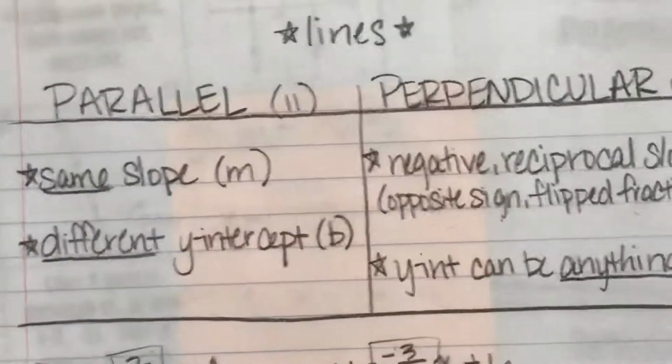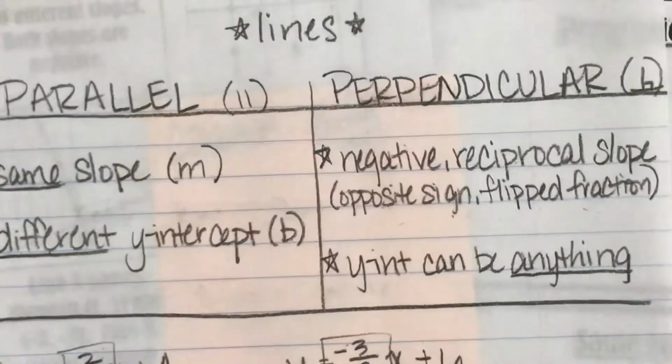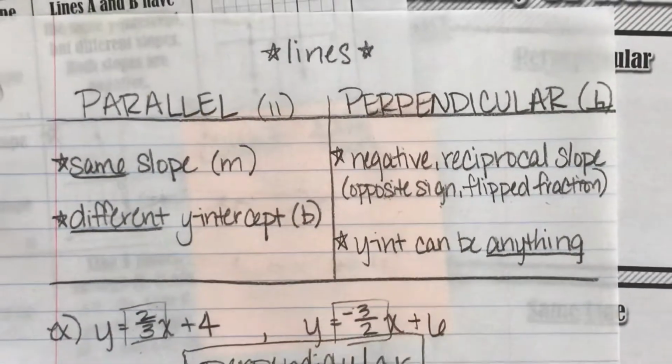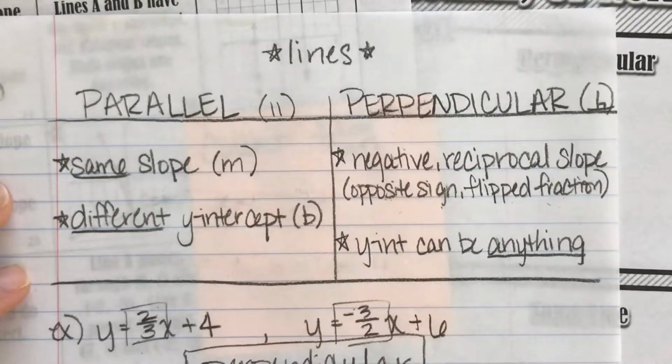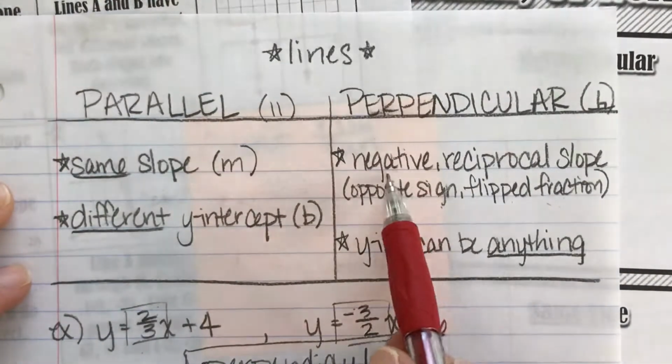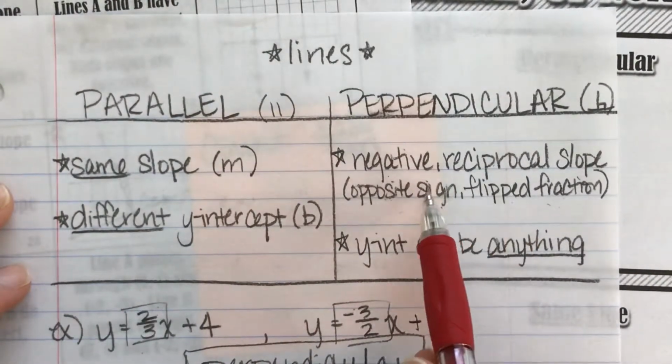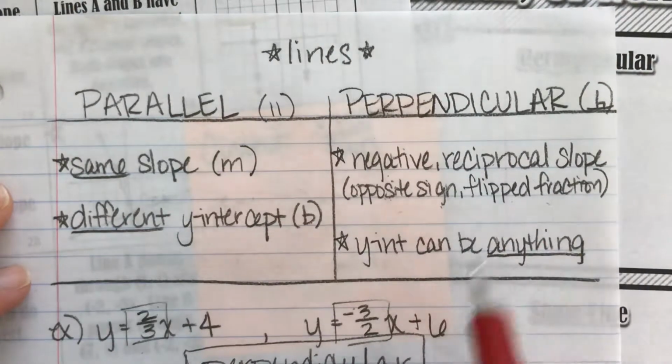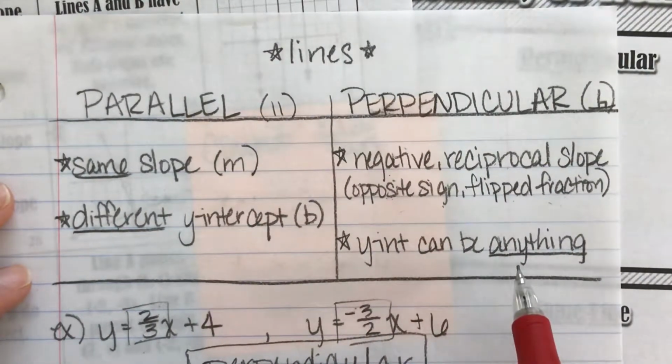Because again, here's our little notes. In order for two lines to be parallel, they have to have the same slope and different y-intercepts. In order to be perpendicular, they have to have negative reciprocal slopes, so opposite signs and flipped fractions. And the y-intercept doesn't matter at all in perpendicular lines. It can be the same or it can be different.